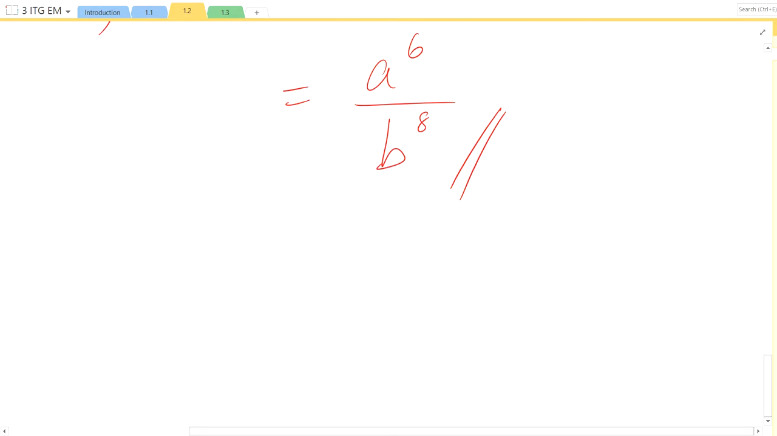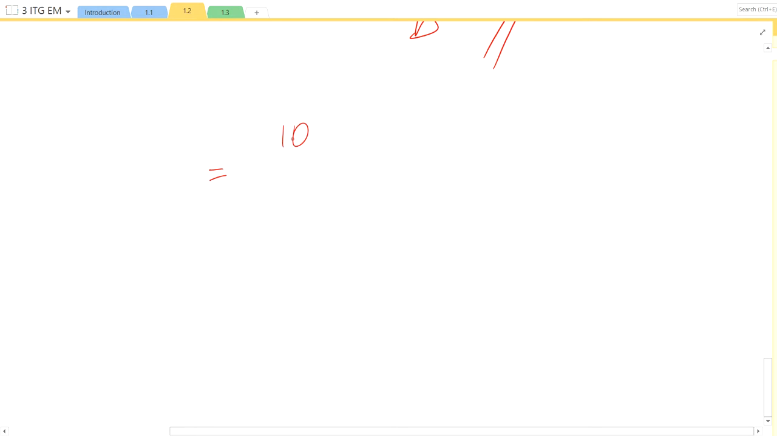Just to test you, what happens if my answer looks like this? It equals 10 over b power negative 8. Is this positive index notation? No. Sometimes you can end up with this. Then what should I do? Move it up. How do you move it up? What would this be equal to?